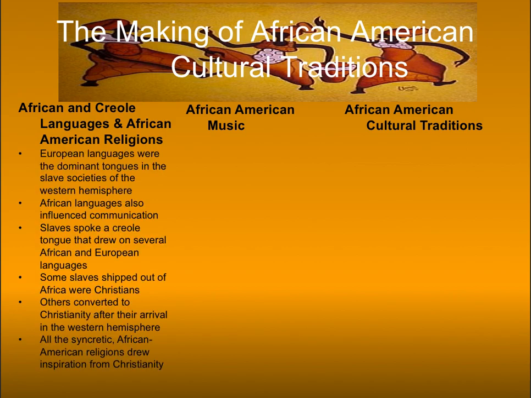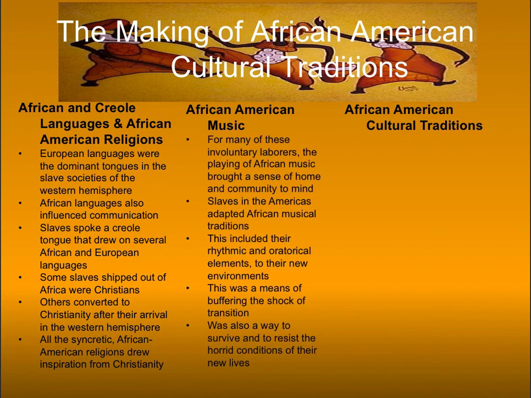Okay, so the making of African American cultural traditions: African and Creole language, and African American religions. European languages were the dominant tongue in the slave societies of the Western Hemisphere, but you had Africans who also influenced their communities. Sometimes they would speak in a Creole language that the Europeans couldn't understand. Some slaves shipped out of Africa were Christians as well. Others converted to Christianity after their arrival in the Western Hemisphere, and they would blend their old beliefs with the Christian beliefs, similar to the way that you saw it there in Africa. In terms of African music, again, we're going to see this blending.